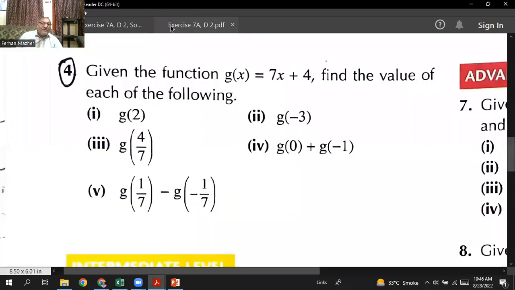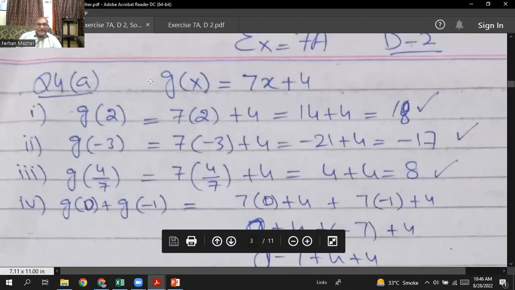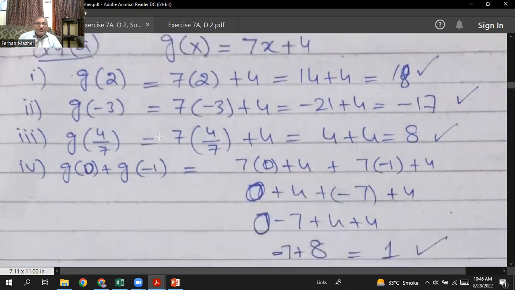And then you have g of 4 by 7. In that formula, wherever there is the variable, substitute it with the 4 by 7. So 7 into 4 by 7, and then you have plus 4. The 7 will be cancelled, so you will have 4 plus 4, and that will be 8.